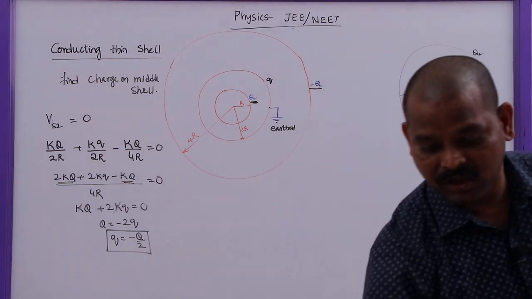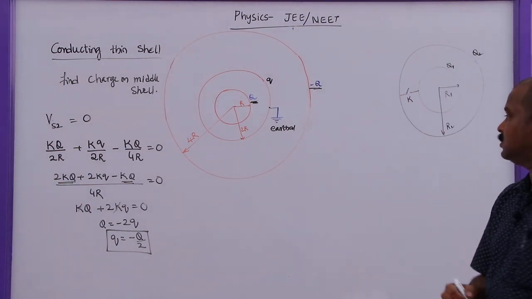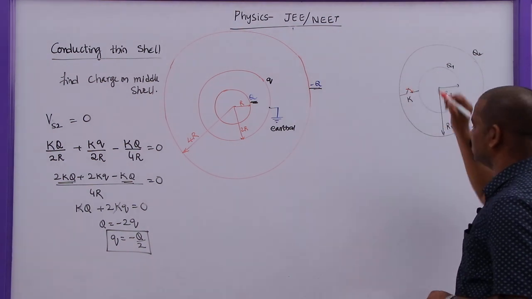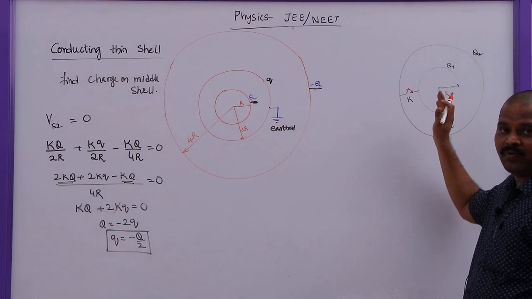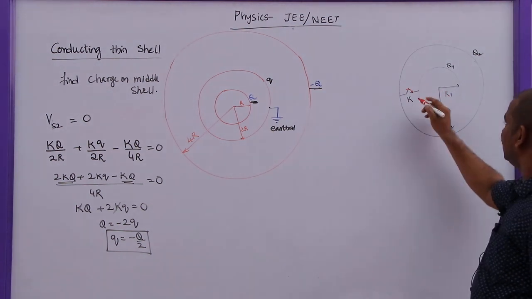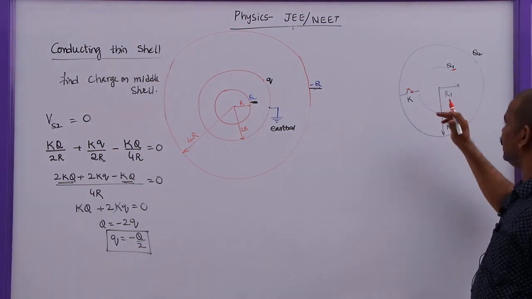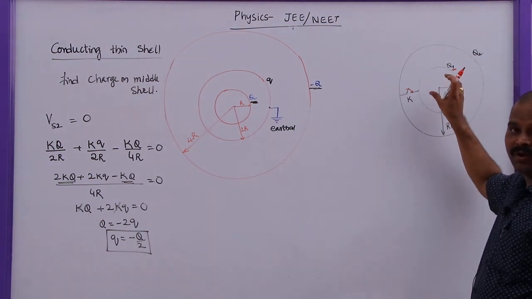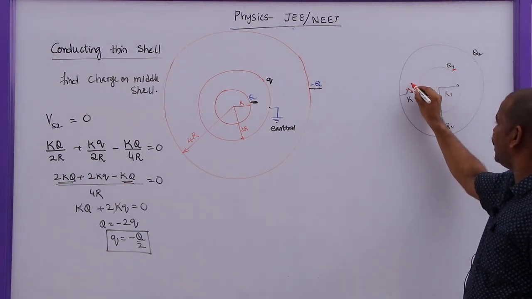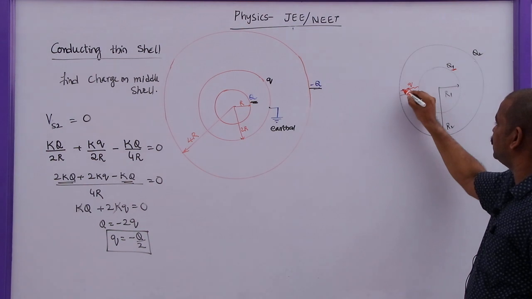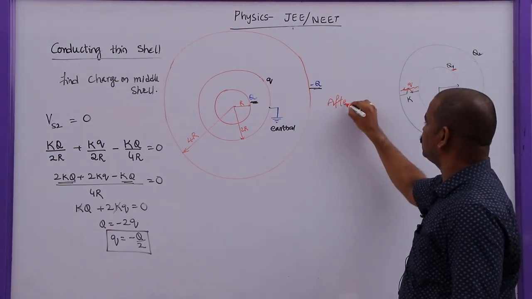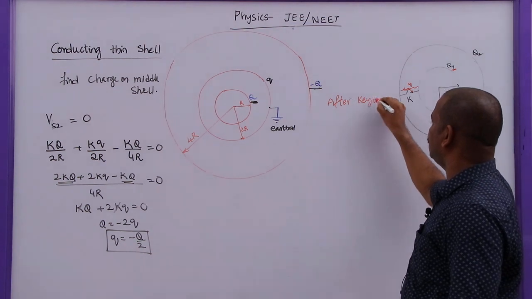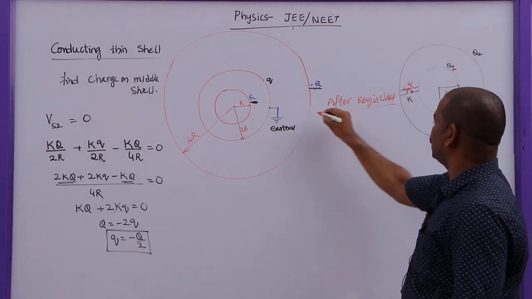Now when this key is closed, what happens? When this key is closed, the charge will transfer from one sphere to the other sphere. Let us say the inner sphere, as the radius is lesser, will have more potential. Charge will travel from the inner sphere to the outer sphere. So after the key is closed, what happens?